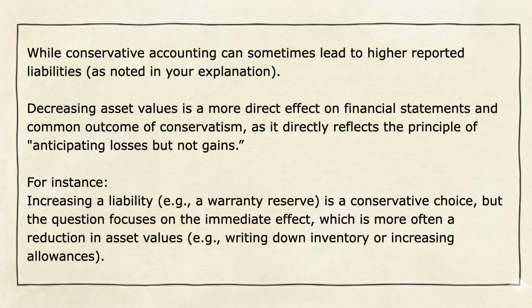While conservative accounting might sometimes show higher liabilities, decreasing asset values is a more straightforward impact on financial statements, and a typical result of this approach. It directly aligns with the idea of anticipating losses, but not gains. For example, raising a liability, like a warranty reserve, is a conservative move, but the focus here is on the immediate effect, which is usually a decrease in asset values, such as writing off inventory or increasing allowances.